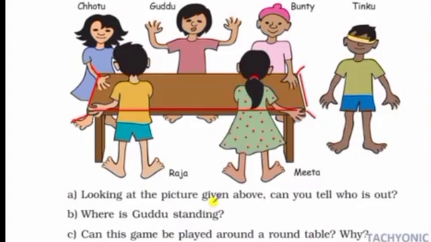Then question number C. Can this game be played around a round table? Why? Do you think you can play this game around a round table? No. Why, children? It has no corners. A round table has no corners. So, we cannot play around a round table. So, these are the 3 questions and answers. We can move to the next questions.